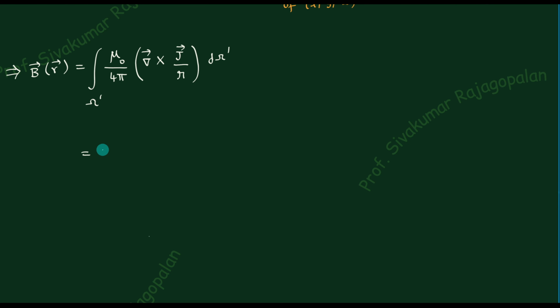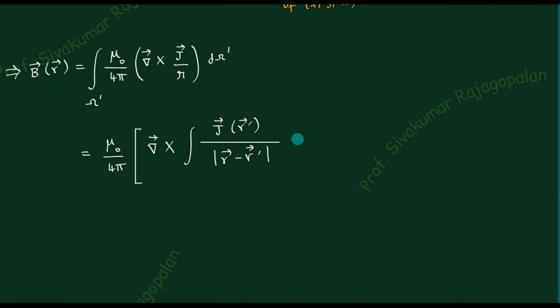So mu naught divided by 4 pi is anyway a constant. I'll bring it outside. And there is an interesting point that I want to explain so that you can rewrite this expression. The point is that I would like to bring the del operator first and put the integral operator later. You see, I'm interchanging, that I will explain now. Once you interchange, the rest of the thing is the same. Now I will write down modulus of r minus r prime. And of course, the integral region is d omega prime. And that's all. You close the bracket.